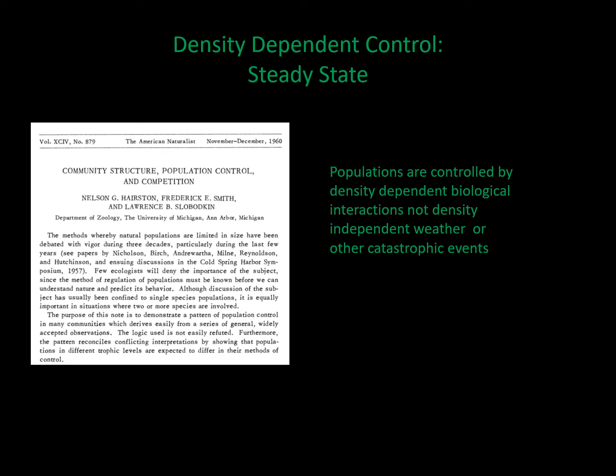So this goes back to this paper that we discussed earlier called Community Structure, Population Control and Competition, in which the argument is made that populations are limited by density-dependent biological interactions, and they're not density independent, so weather or other catastrophic events does not basically control populations most of the time.